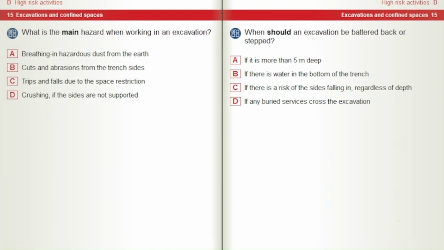When should an excavation be battered back or stepped? If it is more than 5 metres deep. If there is water in the bottom of the trench. If there is a risk of the sides falling in regardless of depth. If any buried services cross the excavation.